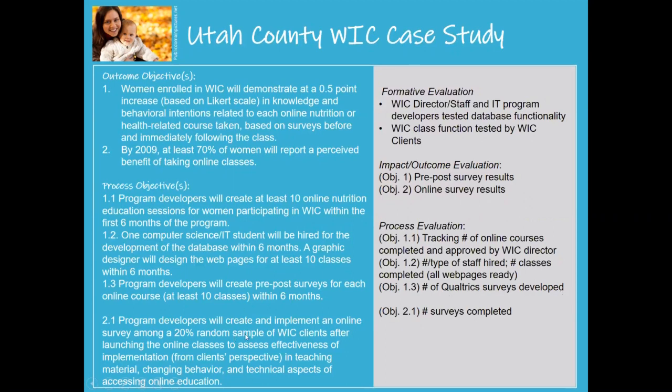And then for the second process objective, this was creating and implementing an online survey to be able to answer this outcome objective. So really simply, the monitoring of this would be the number of surveys completed to see that we were actually reaching the target that we wanted to. So hopefully you can see that really thinking through the evaluation doesn't have to be super complicated.